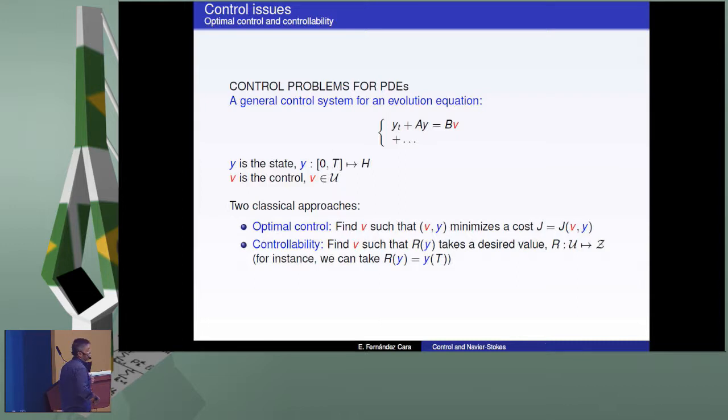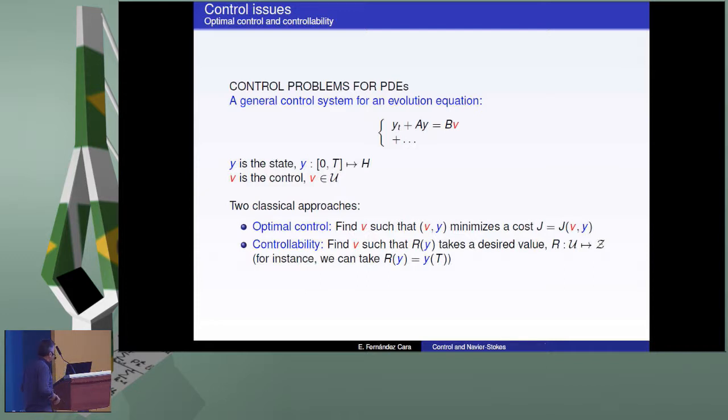And the second classical approach to control problems is controllability. The idea of controllability is different from the idea of optimal control. Now we try to find the control V such that the associated state is such that R of Y takes a desired value or belongs to a desired set, with R another mapping from U to Z. For instance, we can take R of Y equal to Y at capital T, and then we are trying to find V such that Y of capital T is equal to a desired state.